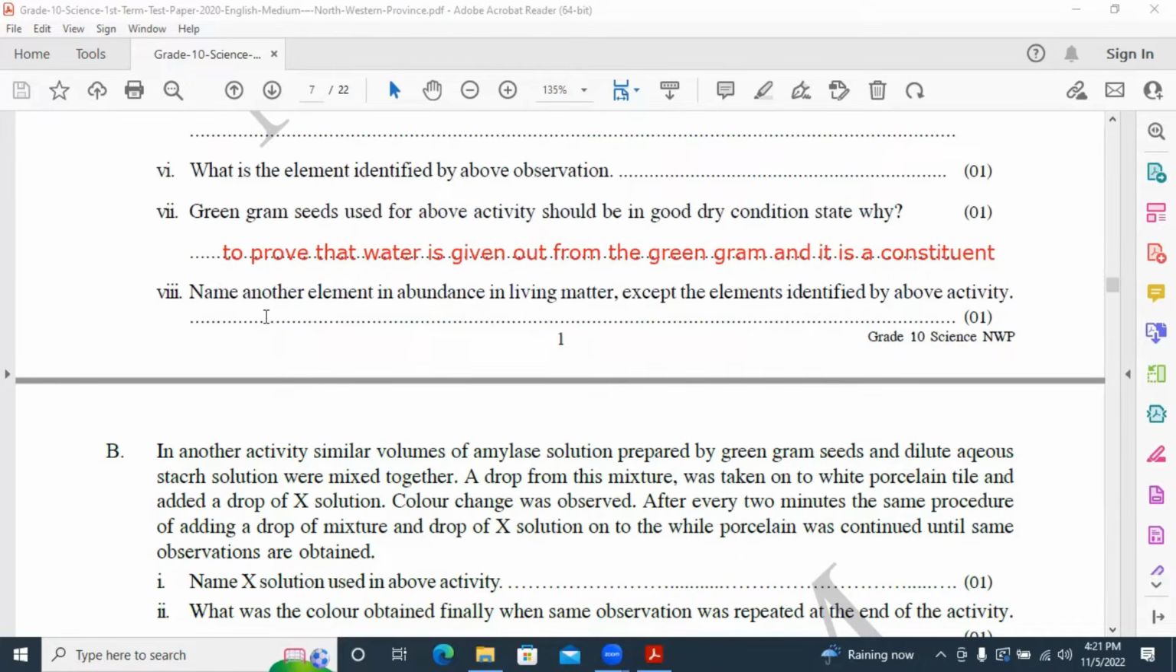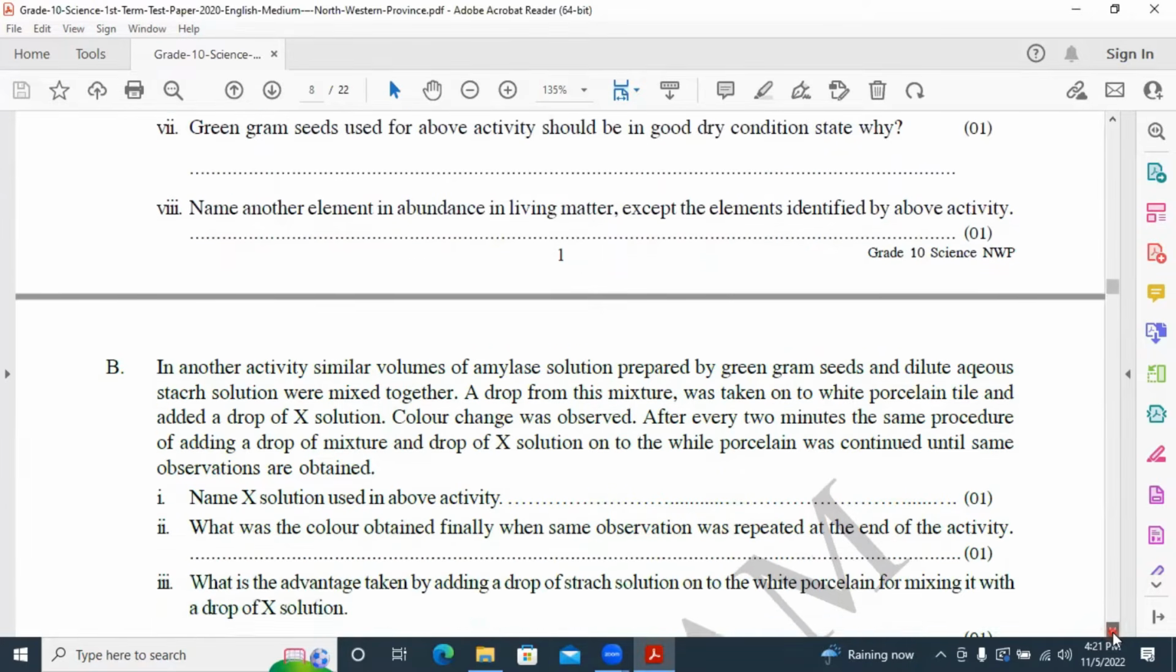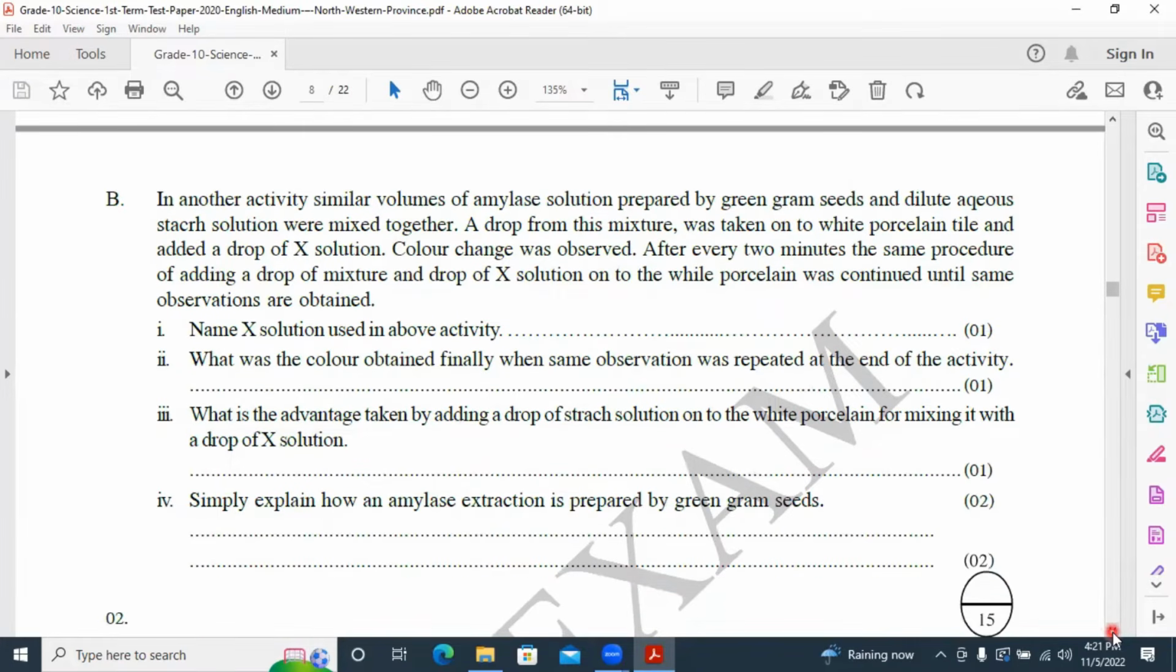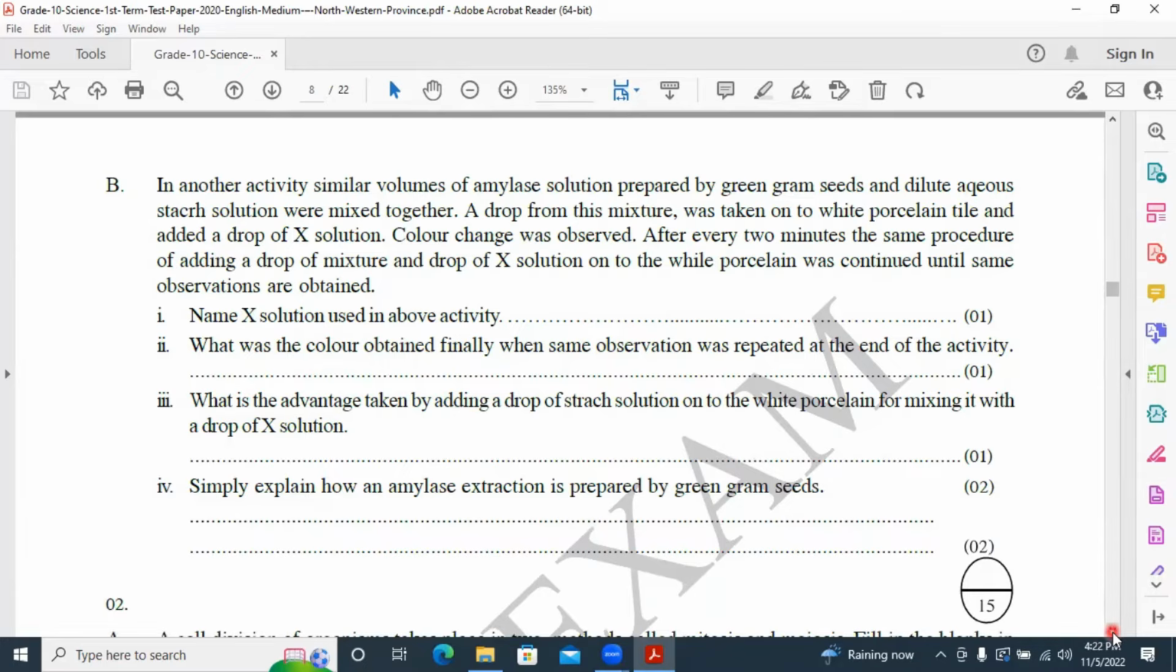Eighth question. Name another element in abundance in living matter except the elements identified by the above activity. Answer: nitrogen. B part. In another activity, similar volumes of amylase solution prepared from green gram seeds and dilute aqueous starch solution were mixed together. A drop from this mixture was taken onto a white porcelain tile and a drop of iodine solution was added. A color change was observed after every 2 minutes.